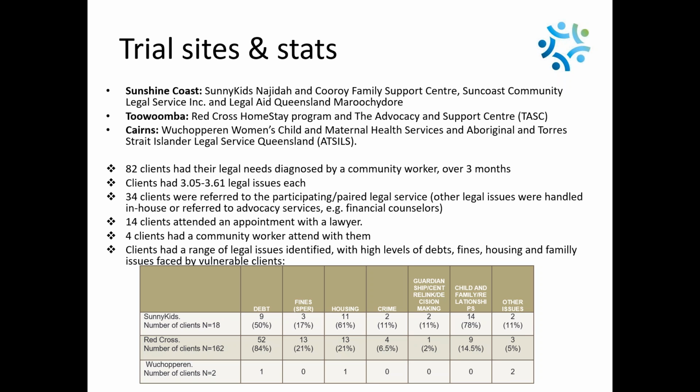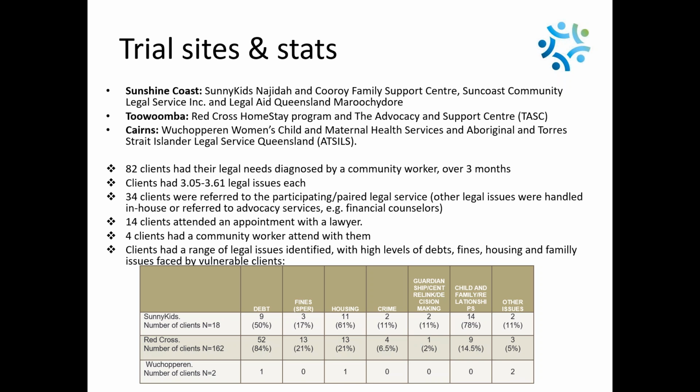And some clients had a community worker attend with them, which everyone in the pilot sites really liked, the community workers sitting in the room with them, but it's often a big investment by the community agency. You can see that in that table down the bottom. For instance, the Red Cross service is a housing service, so it's not surprising that 21% of the clients had a housing issue, but also 84% of them had a debt issue, which wouldn't have been picked up at all by Red Cross, who were running a housing support. Similarly, Sunny Kids is a DV service, so it's not surprising that 78% of the clients that they did the legal health check with indicated they had a child and family relationship issue.